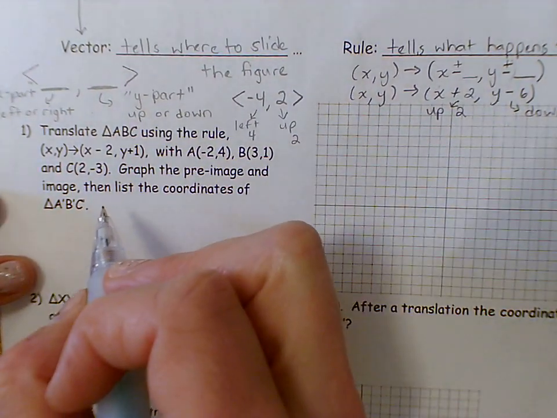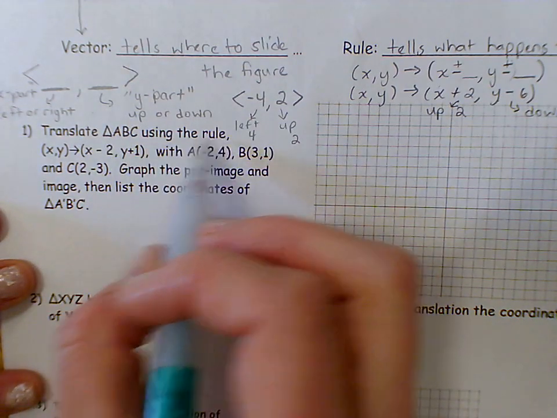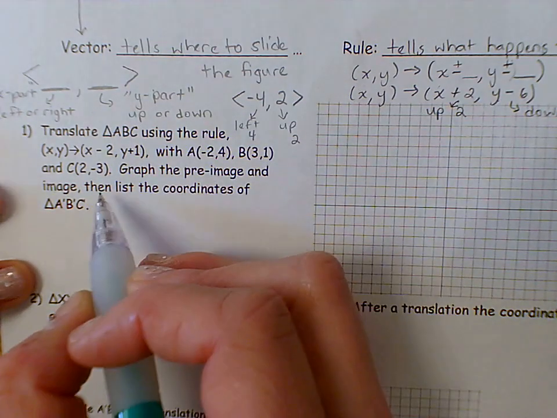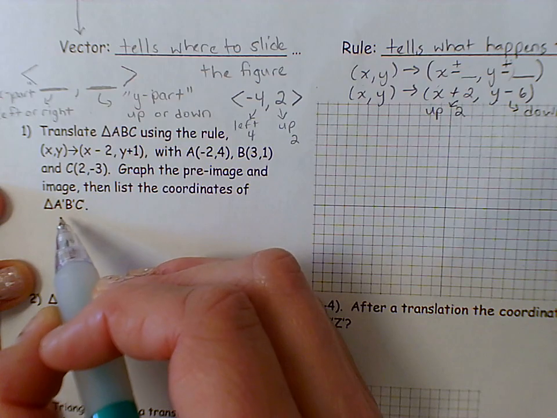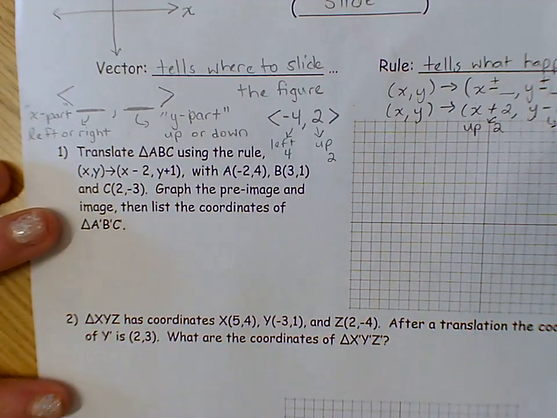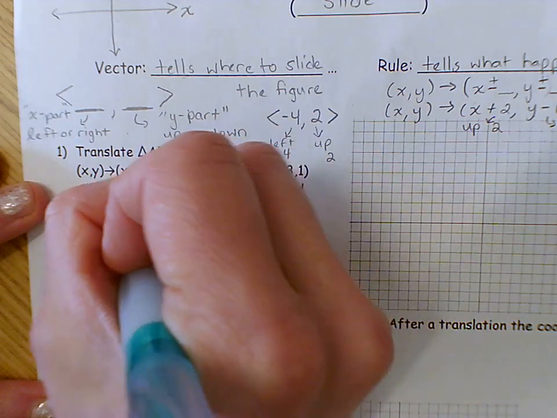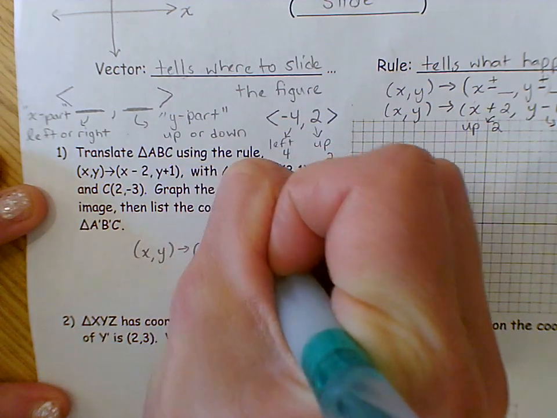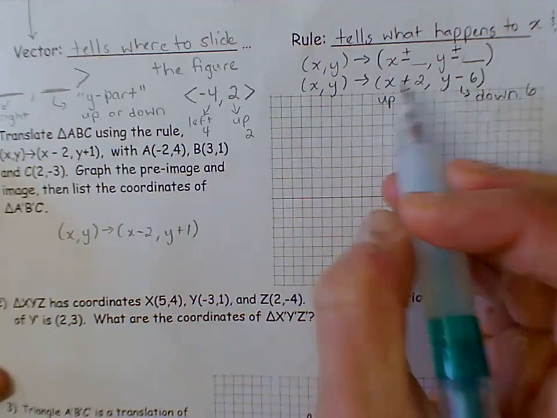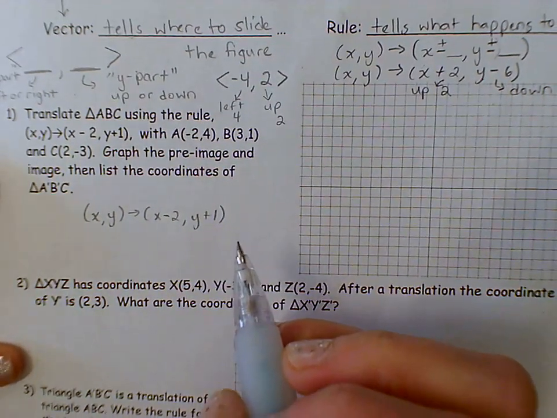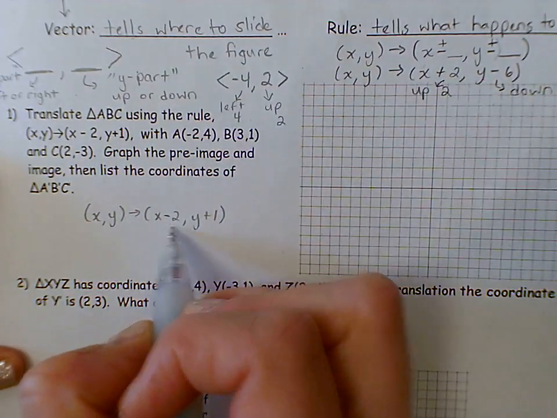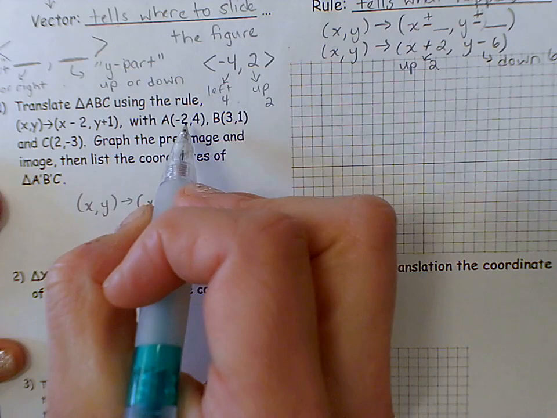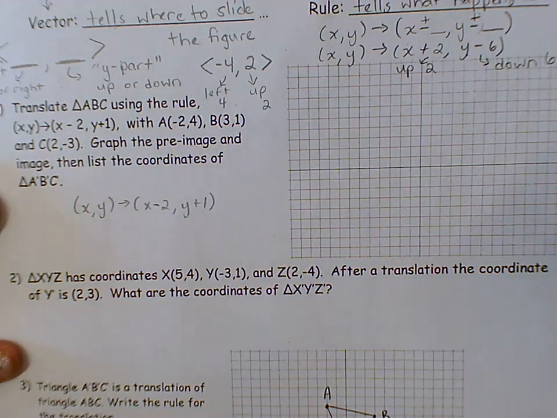All right, so this first one says translate triangle ABC using this rule, and then it gives you the coordinates. It says graph the pre-image and then list the coordinates of A prime, B prime, C prime. So that would be the image. Okay, so if we're looking at this rule, we've got (x, y) arrow x minus 2, y plus 1. We're going to read what that tells us. You can read it in terms of how we did the vector: what does that -2 and that 1 tell me? Or you can actually apply it to the coordinates themselves, which I'll show you in a minute, all right?